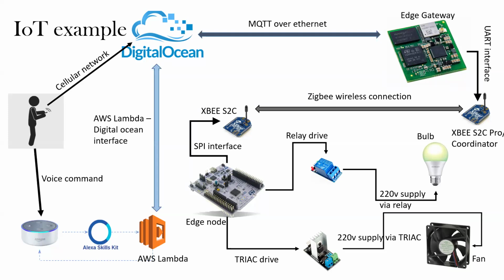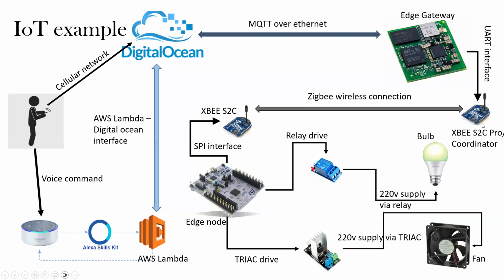This typical example shows an edge gateway which is connected to the DigitalOcean cloud. It can be anything; you can use AWS, you can use Microsoft Azure. Here, this edge gateway is connected to the DigitalOcean cloud, and the connectivity is Ethernet. Locally, it can be any radio device. In this case, we have the Zigbee, and between this gateway and the Zigbee, the communication is UART.